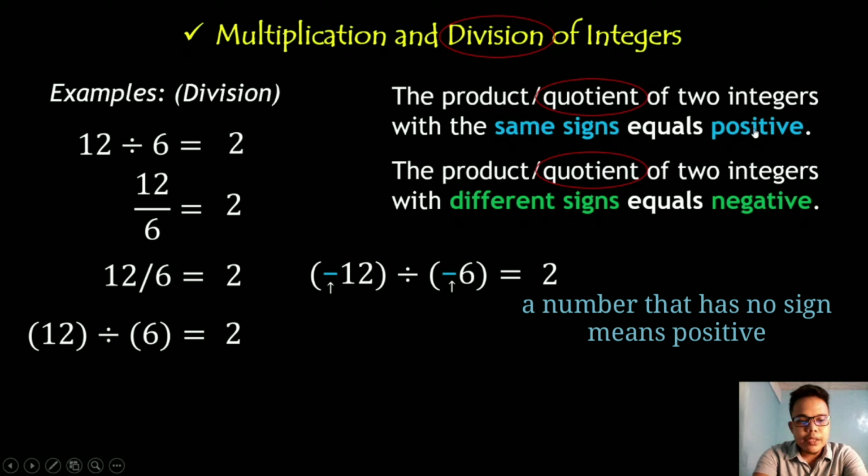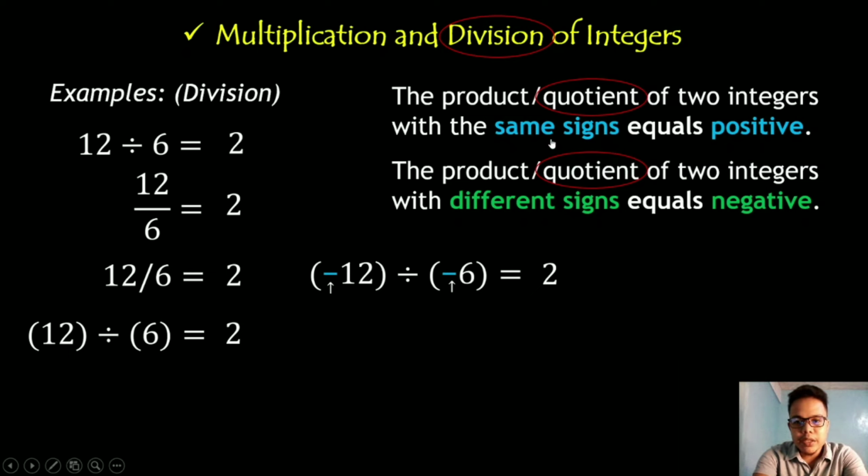Remember that dividing two integers with the same signs equals positive. In other words, positive divided by positive equals positive. And negative divided by negative is also equal to a positive integer. How about if we want to find the quotient of a positive and a negative integer like positive 12 and negative 6 in this example?